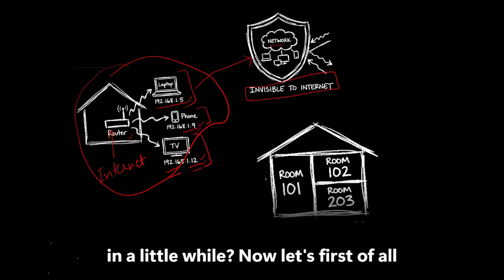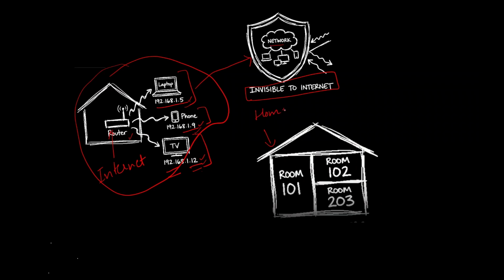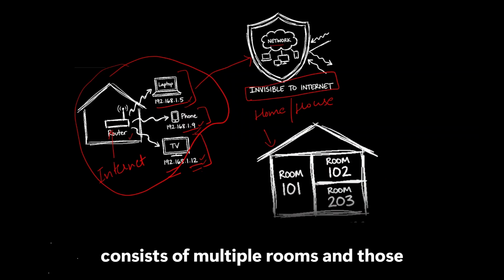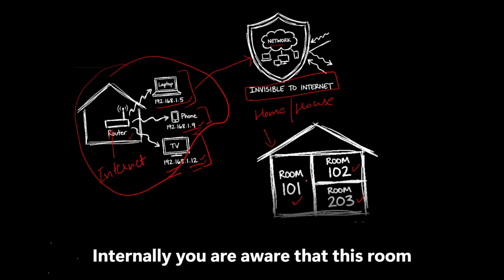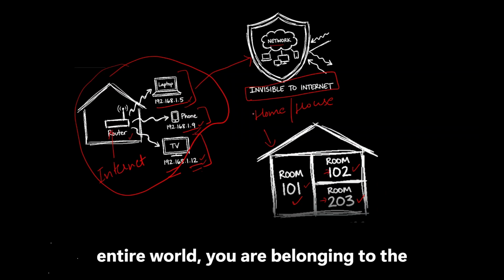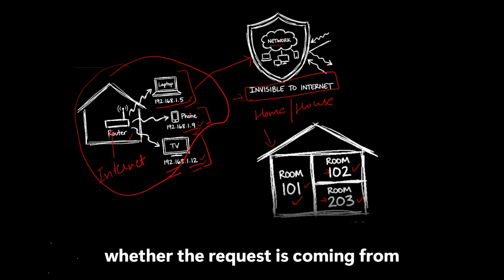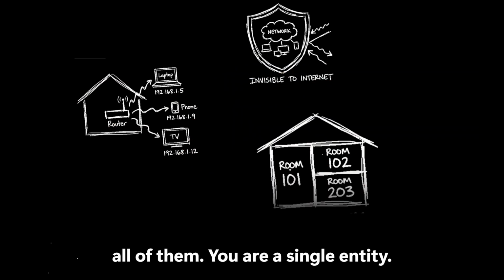Now let's first understand the meaning of this. Let's say that you have a house, and that house consists of multiple rooms, numbered as room 101, 102, 203. Internally you are aware that room 101 is different from 102, and 203 is different from the other two rooms. For the entire world, you belong to the same network. They are not aware whether the request is coming from 192.168.1.5 or .9 or .12. For all of them, you are a single entity.